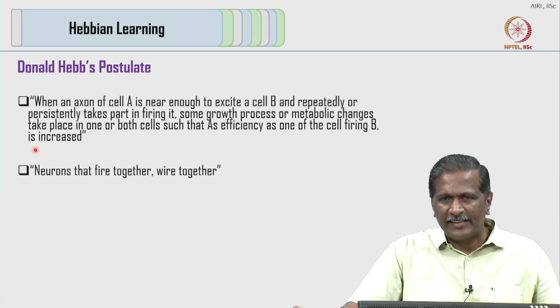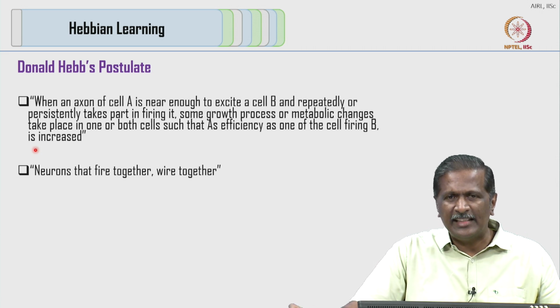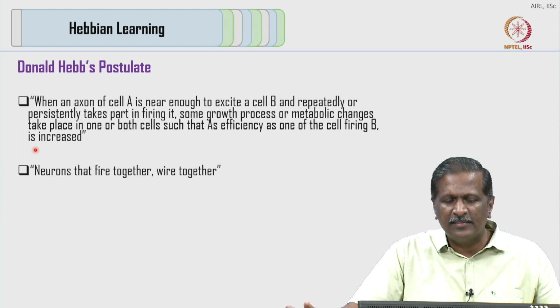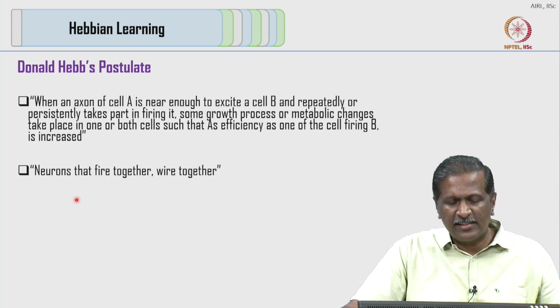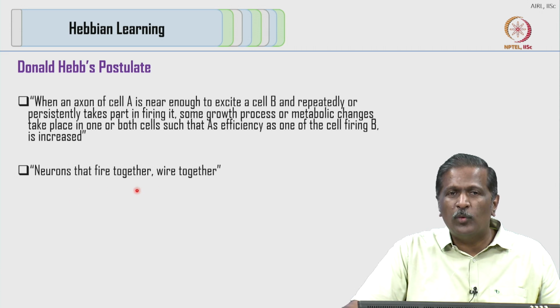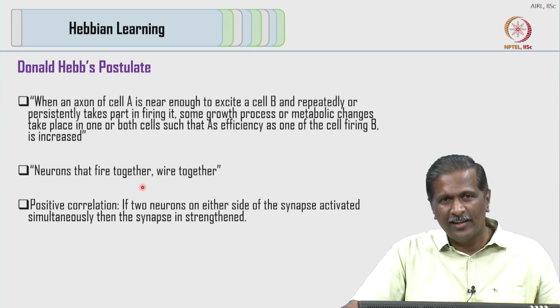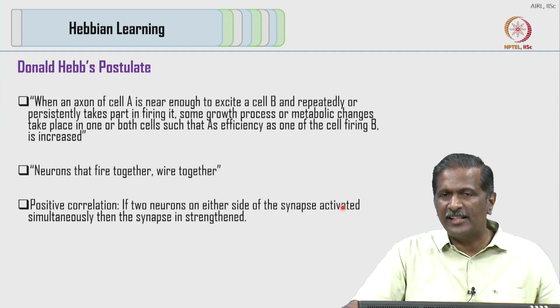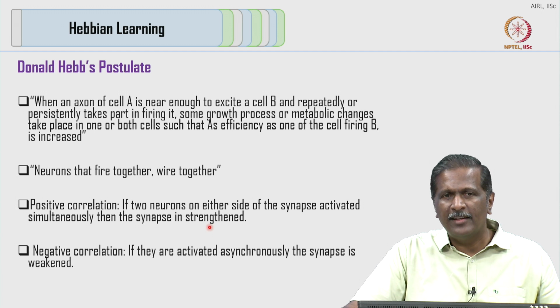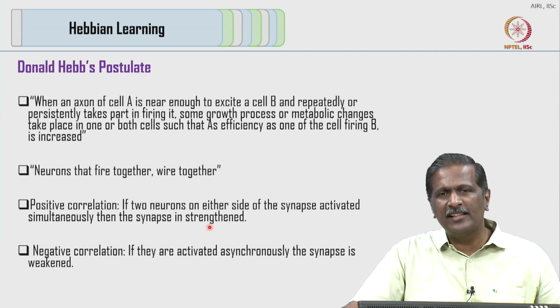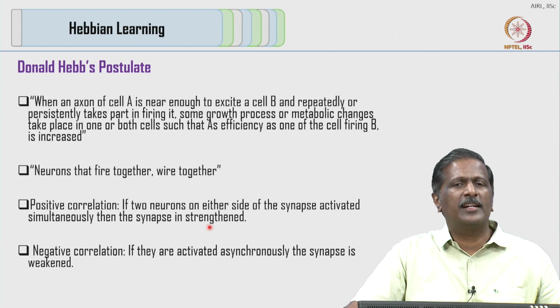If both get excited repeatedly and often, the synaptic weight starts growing, and these two start firing very often. This makes these neurons fire together or get wired together. Or we can say there is a positive correlation. If two neurons on either side of the synapse are activated simultaneously, then the synapse is strengthened further. If there is a negative correlation, if they are activated asynchronously, the synapse is weakened further.